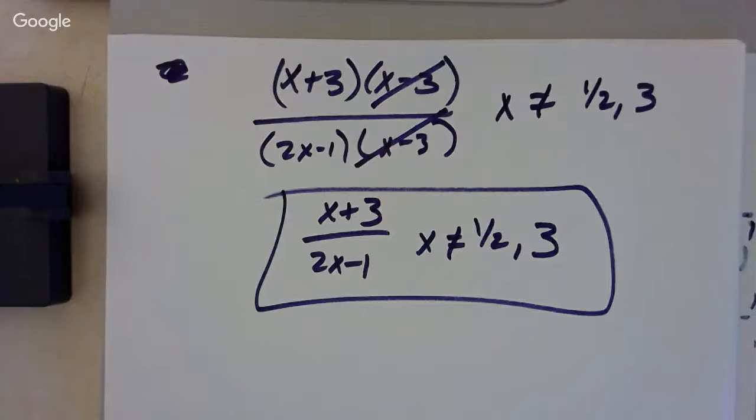So what if you can't cancel anything out? Then you're really sad, because you factored it and all you did was make it look in factored form. So that's the final answer? Final answer.